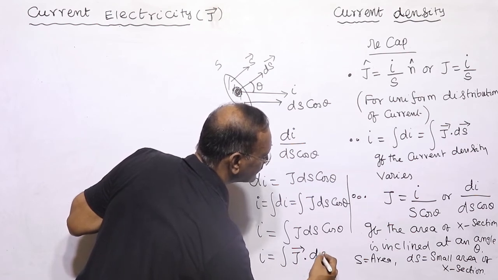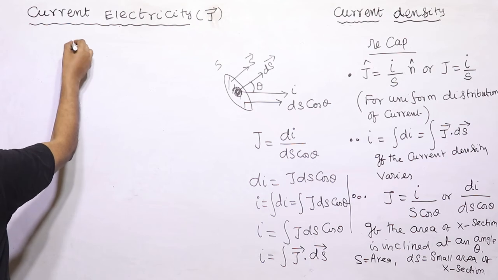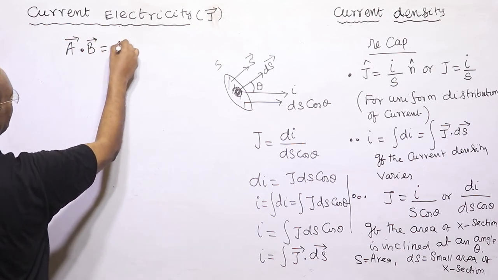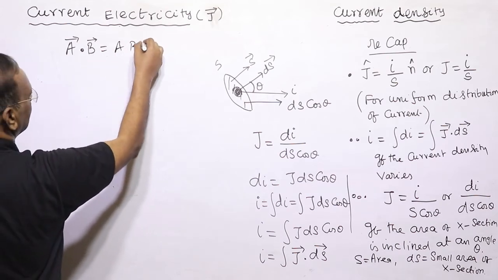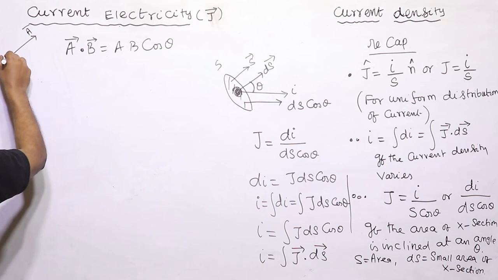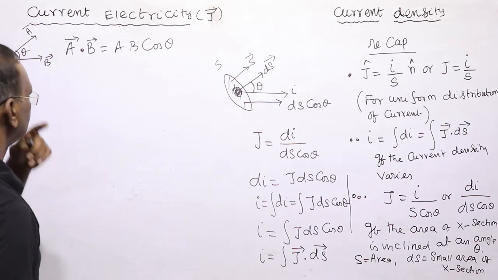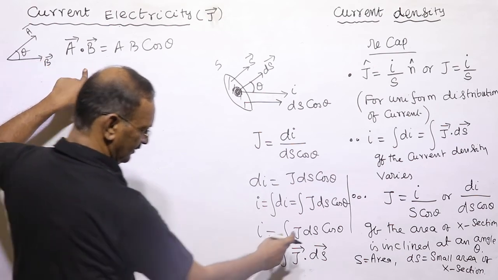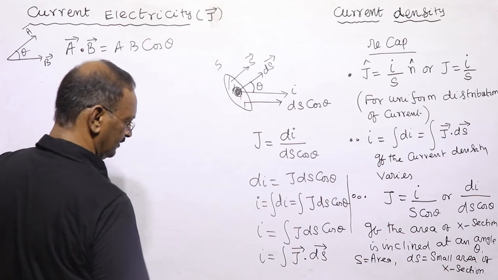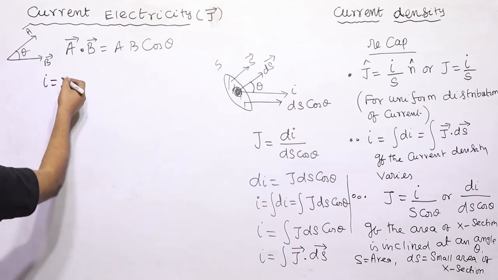The integral of j into ds into cos theta is equal to j dot ds vector. Already we explained: a vector dot producted with another vector is equal to its magnitude times the second vector's magnitude times the cos of the angle between them. This is vector A, this is vector B, and the angle between them is theta. So A dot B is one vector magnitude, another vector magnitude, and the cos of the angle between them, which is j dot ds. So we can write I is equal to j dot ds.